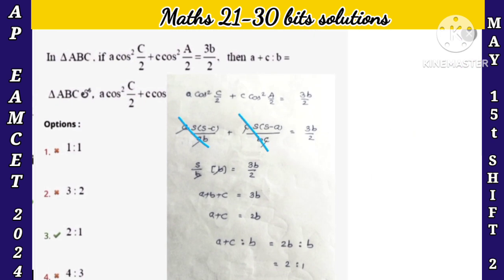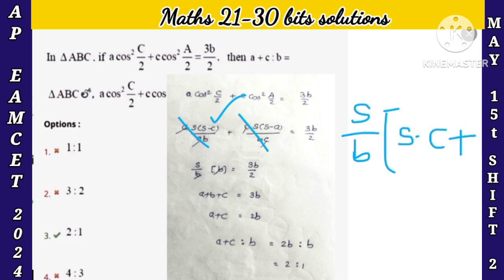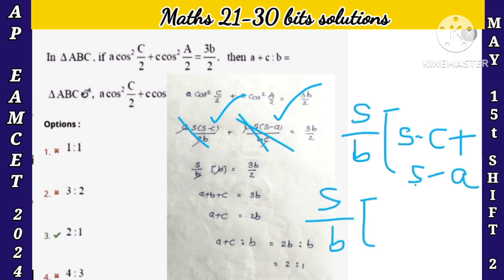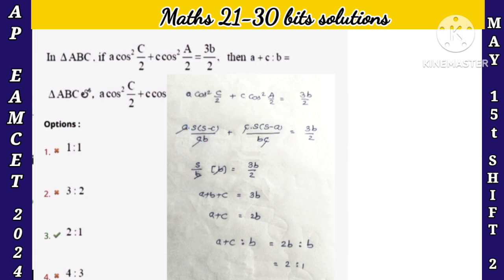After taking S by b common, what do you get? S by b into what is the remaining value in the first term? S minus c, plus what is the remaining value in the second term? S minus a. Okay. S by b into this is 2S. S plus S is 2S. But what is the value of 2S? a plus b plus c. a plus b plus c minus c minus a, so the answer is equal to b. S by b into b. Again b and b get cancelled.